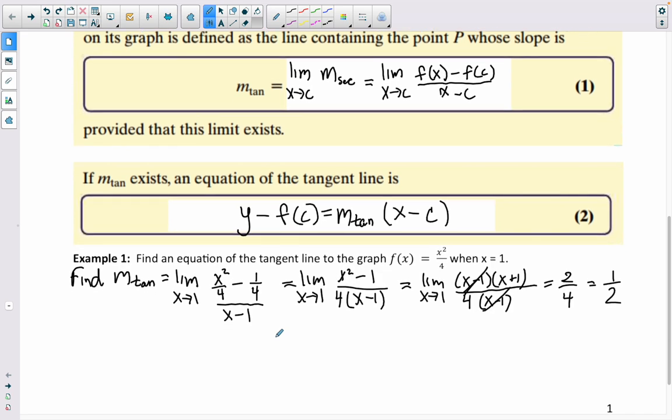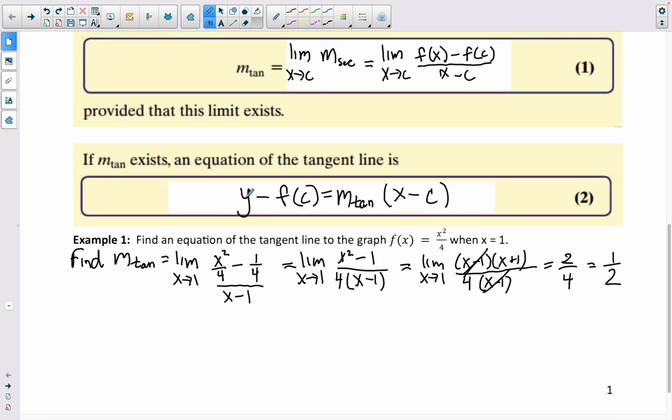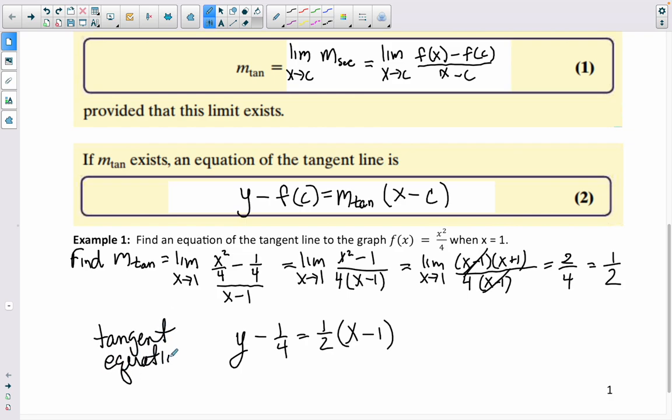Now, if I want to write the equation of the line, I'm going to use point slope form. I already know what f of c is, right? We know that's 1/4, so we can just write y minus 1/4. We now know the slope of the tangent at that point is 1/2 times x minus 1. And so this is our tangent equation.